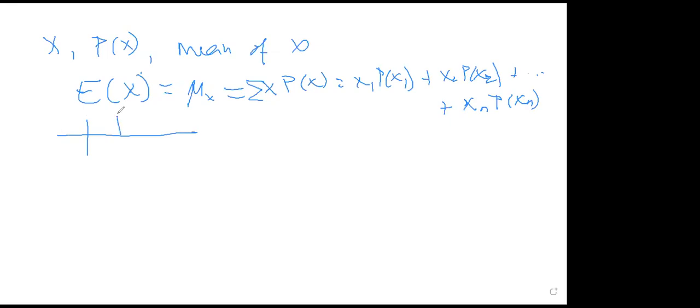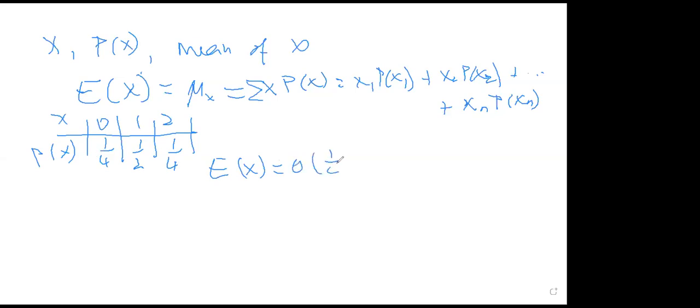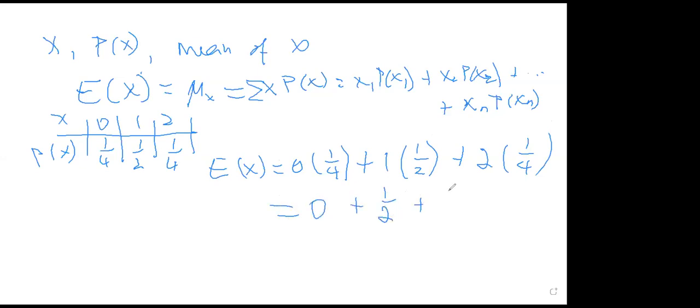Example, if we take the random variable x with values 0, 1, 2 and p of x being 1 over 4, 1 over 2, 1 over 4. Then the mean of x, we write it E of x because we also call it the expectation of x, is 0 times 1 over 4 plus 1 times 1 over 2 plus 2 times 1 over 4. And this will be 0 plus 1 over 2 plus 1 over 2, which is equal to 1. So the mean of x is 1. The mean is obtained by multiplying the random value by its probability and adding them up.